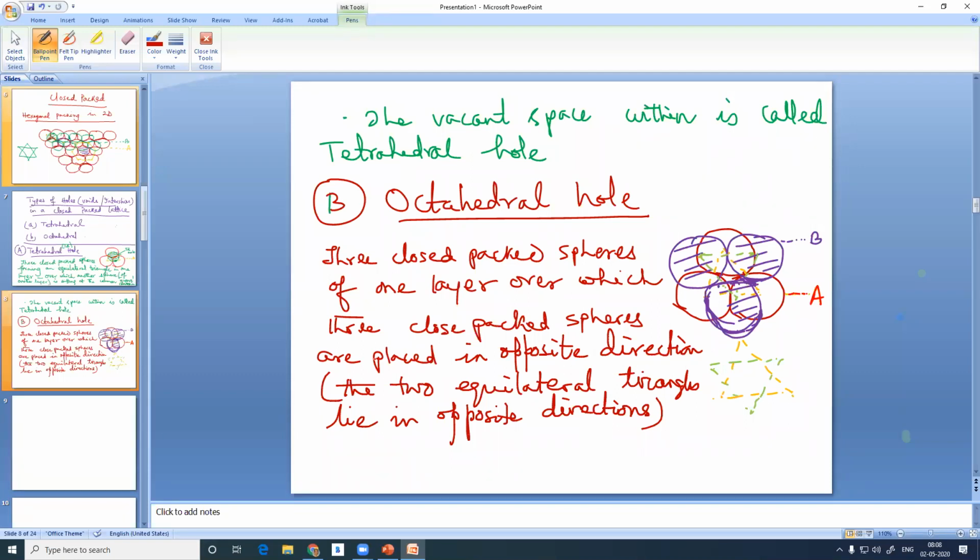I mean that groove. I'm not telling hole. The groove of the bottom layer is the same groove of the top layer, and the space within, in the middle, that is called the octahedral hole. And when we keep the third layer sphere over this octahedral hole, then it will not correspond to the bottom layer. It will be creating a C layer, a different layer.